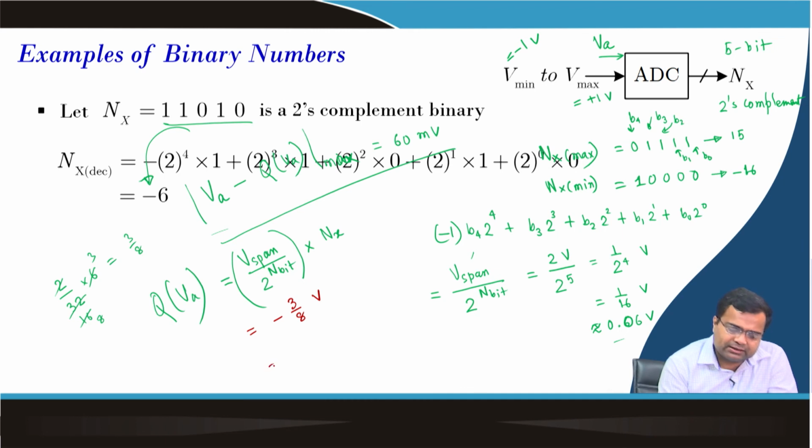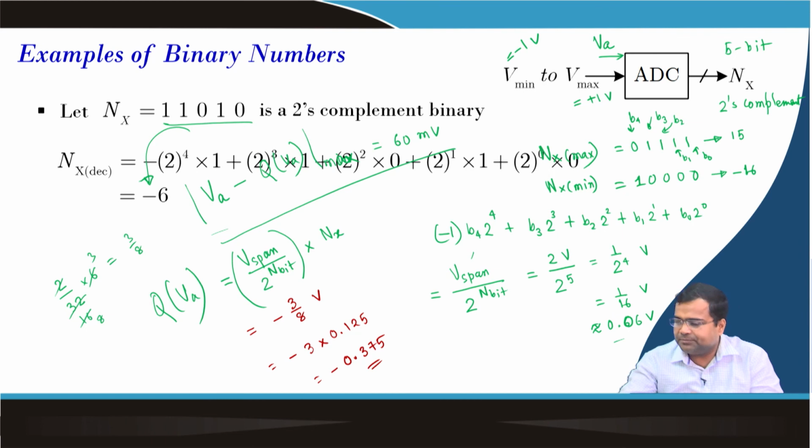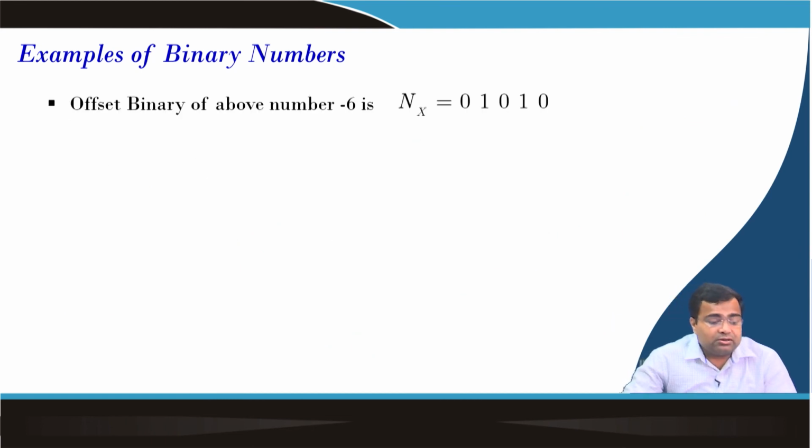So, what will be that? Minus 3 into 0.125. That means minus, yeah, I think we are right. There was a calculation mistake, it should be minus 0.375 volt. Okay. Now, binary number.